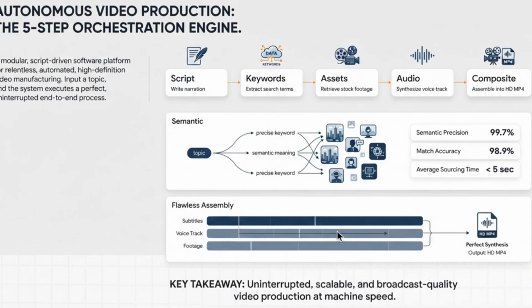First, the system instantly writes your script. Second, and this is a real game changer, it extracts precise semantic search keywords based on the actual meaning of your text. Third, it fires those keywords out to automatically source matching stock footage. Fourth, it synthesizes a broadcast-quality audio track. And finally, it flawlessly composites the subtitles, voice, and footage into a crisp, high-definition MP4. It is literally a perfect, uninterrupted manufacturing process.